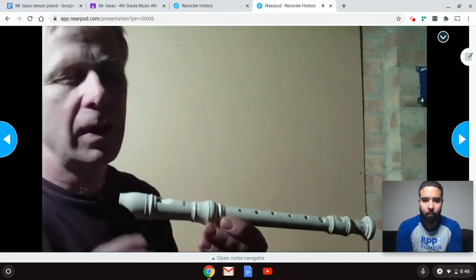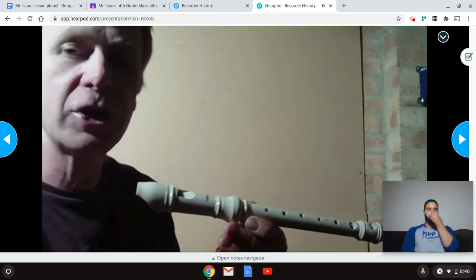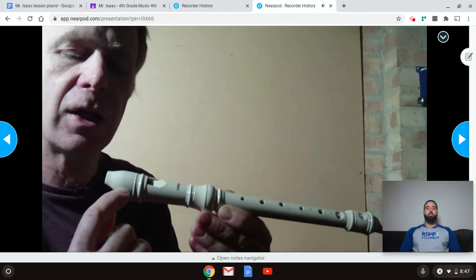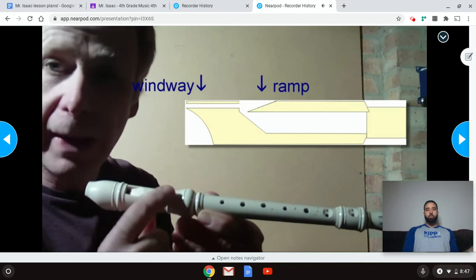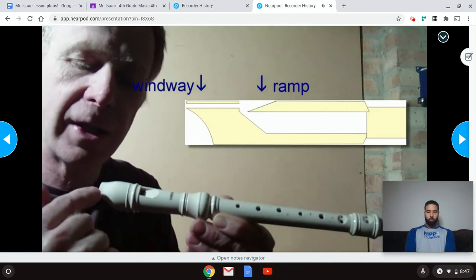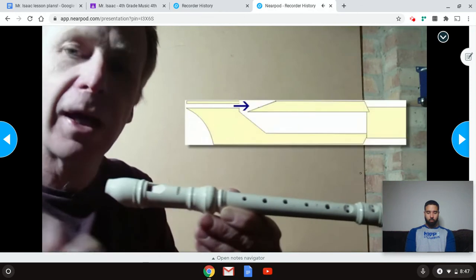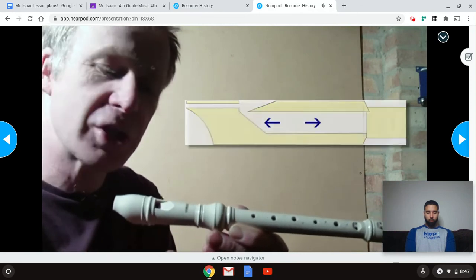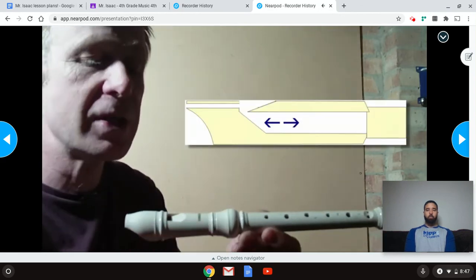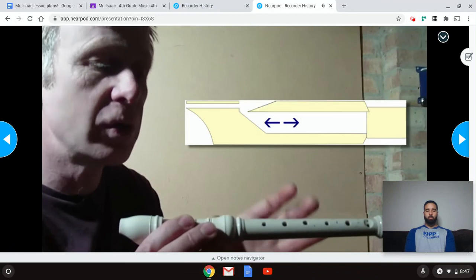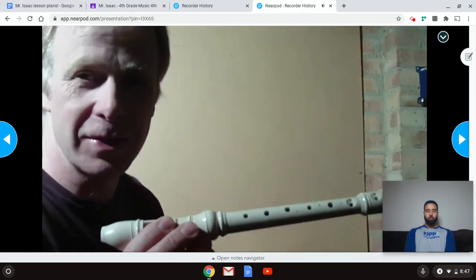Now the recorder works by blowing into the mouthpiece, and air is blown through a narrow channel here called the windway, down here over another part called the ramp. So the air goes into the windway and out via the ramp, and that sets up changes of pressure inside the recorder tube. And precisely those changes in pressure are what causes the column of air in the tube to vibrate, which makes the sound.